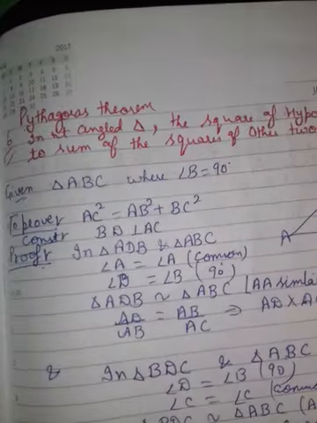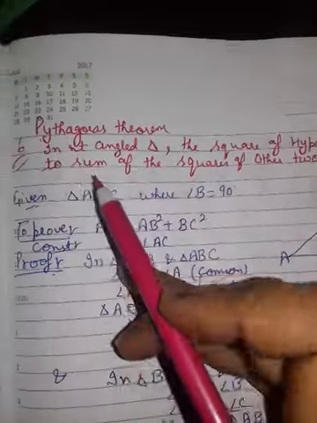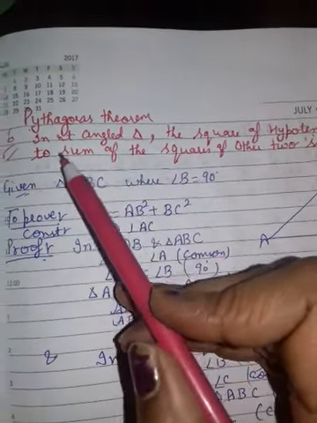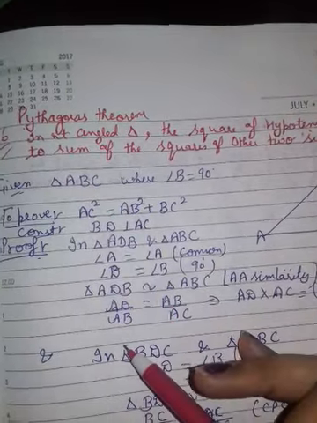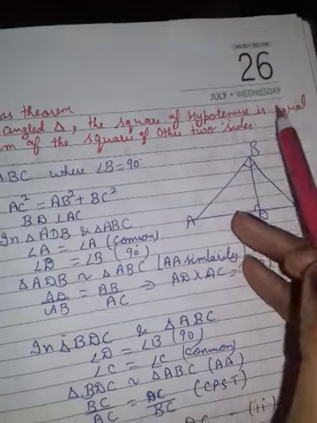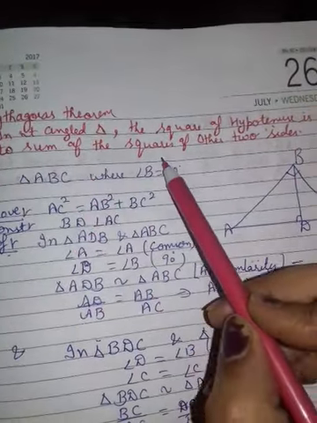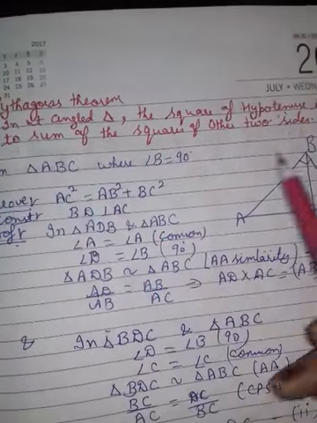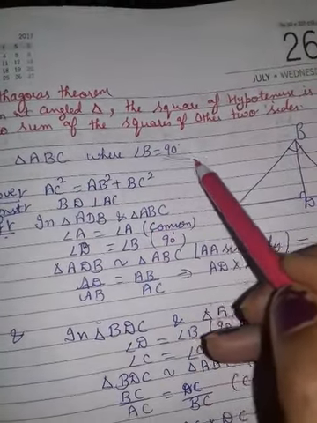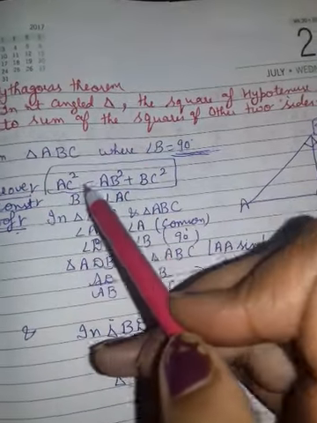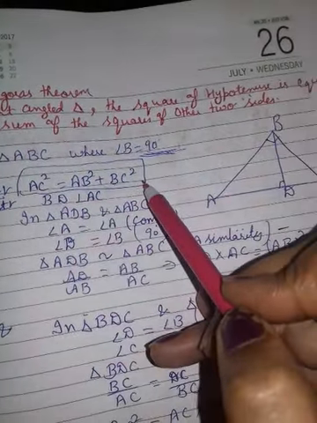Now next is the Pythagoras theorem. Pythagoras theorem is the theorem we have been using from 7th standard, but now we will prove how it came. In a right angle triangle, the square of the hypotenuse is equal to the sum of squares of the other two sides. Means triangle ABC is given and the angle is 90, and you have to prove that hypotenuse square is equal to base square plus perpendicular square.